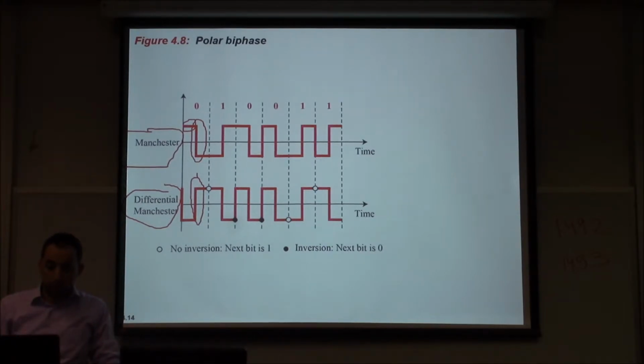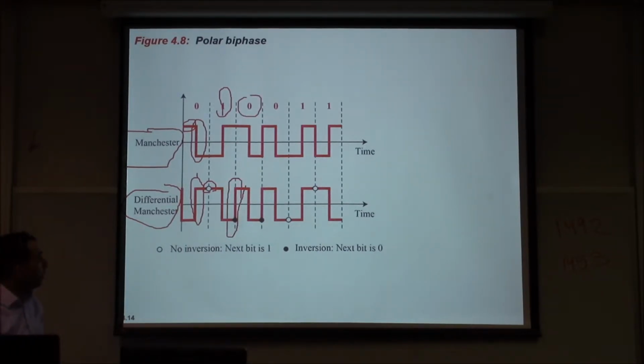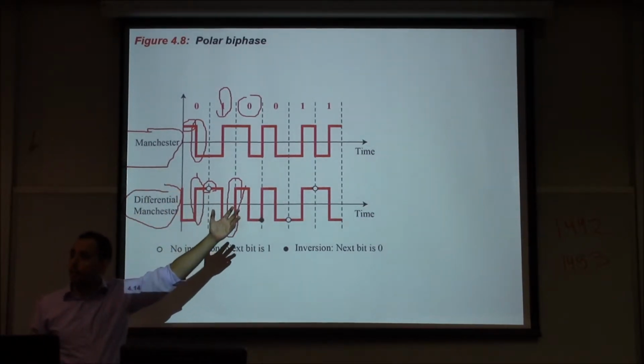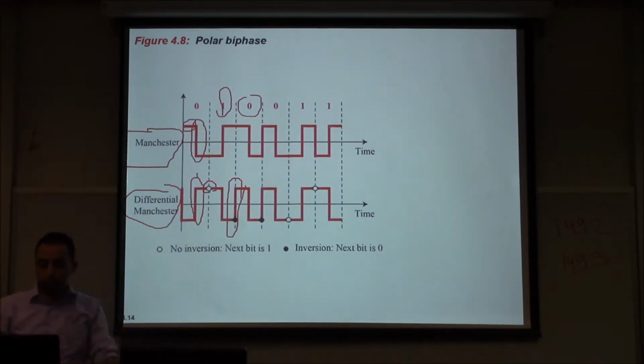In the differential Manchester, how does it work? It works as follows. If we have 1, we don't do a transition at the beginning of the bit interval. But if we have a 0, what do we do? We do a transition at the beginning of the bit interval. So if I give you any code, any data, any bits, you will be able to translate it into Manchester and differential Manchester. What if we have here 0, 0, 1?